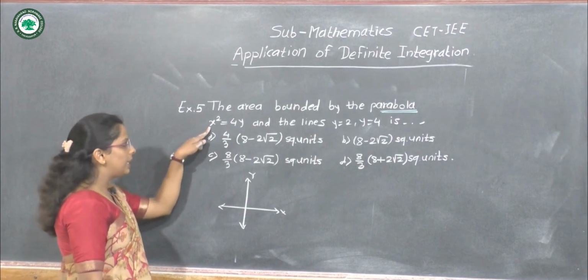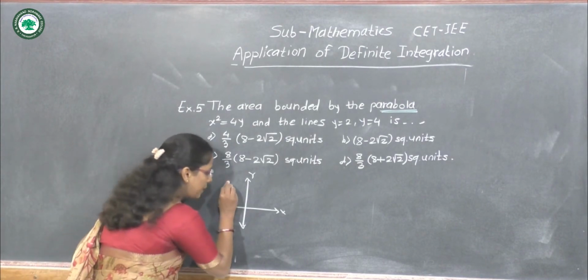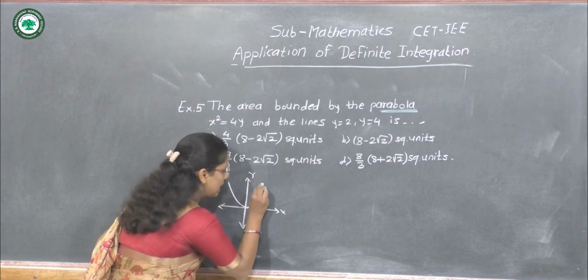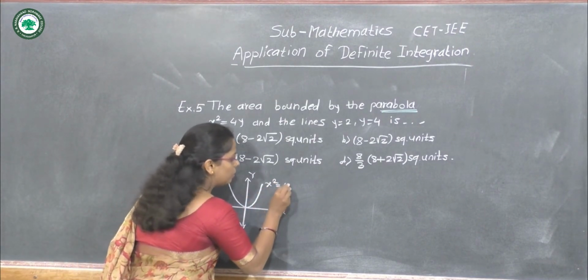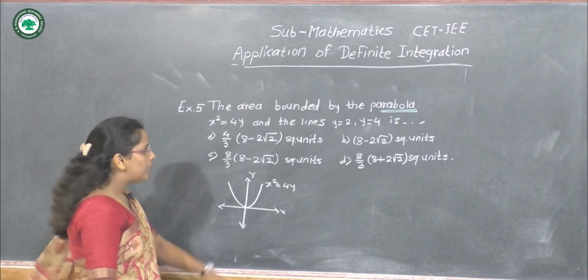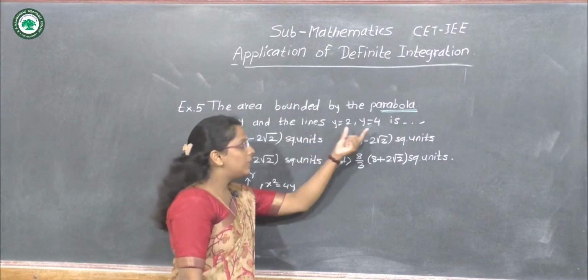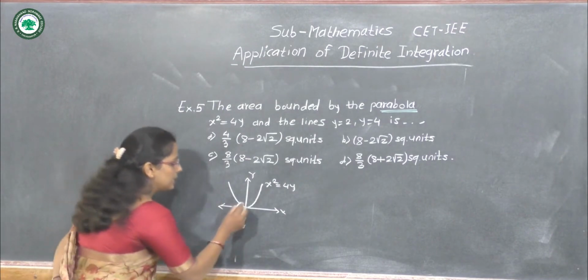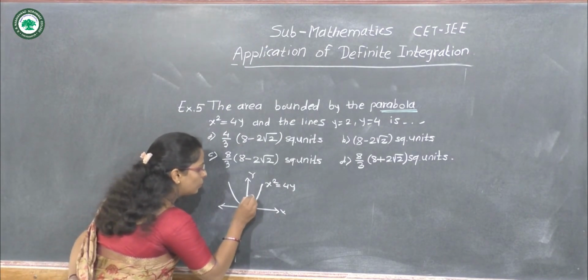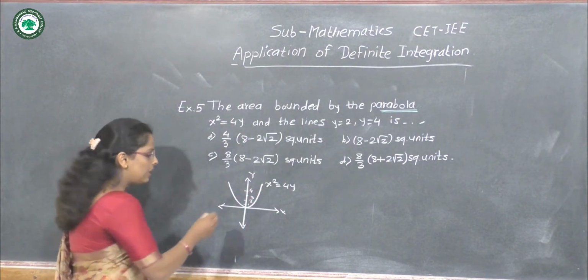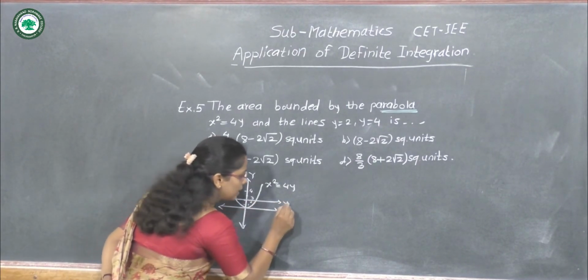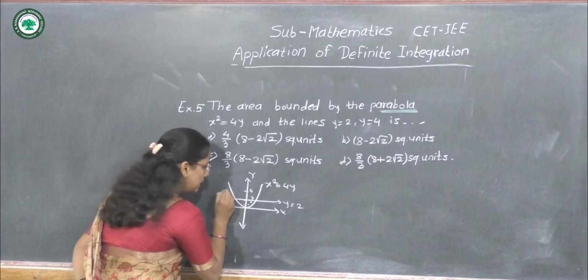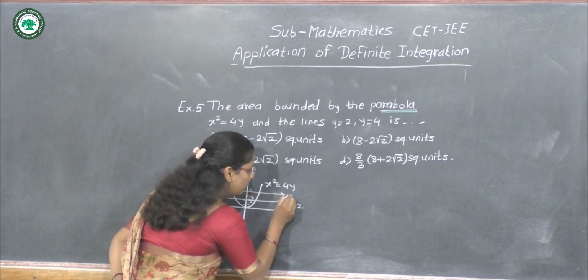When x square is given, that means the parabola touches the x axis. This parabola is x square is equal to 4y. Again the lines are y is equal to 2 and y is equal to 4. If we mark 1, 2, 3 and 4, y is equal to 2 is this line and the another line is y is equal to 4.